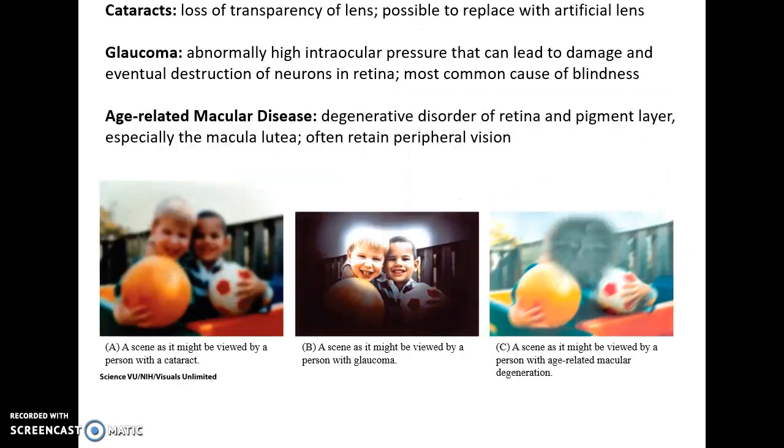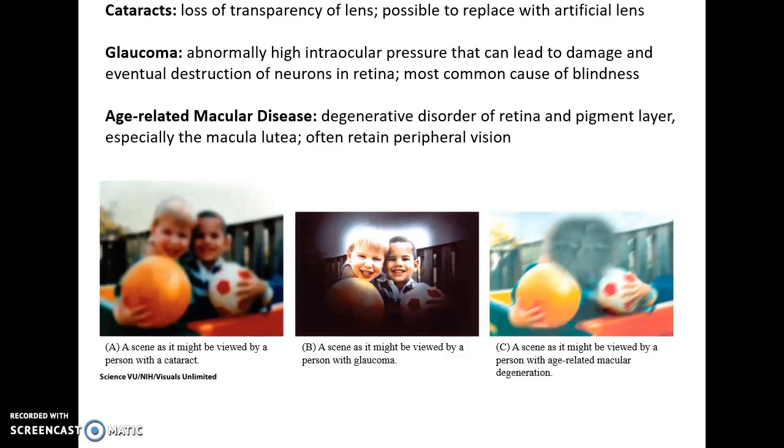Some common disorders associated with the eyeball are basically different ways of developing blindness. Cataracts. Cataracts is a loss of transparency of the lens, meaning that initially everything gets fuzzier and fuzzier because those little solids in the lens cause the light to scatter. But then slowly over time, the lens can get opaque enough that no light can pass through and the person becomes blind.